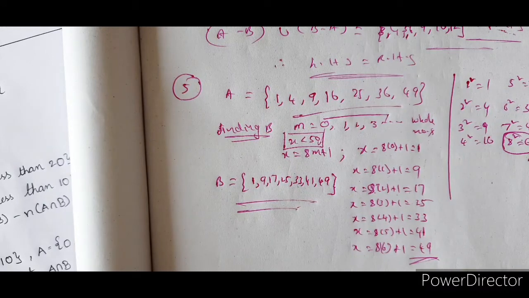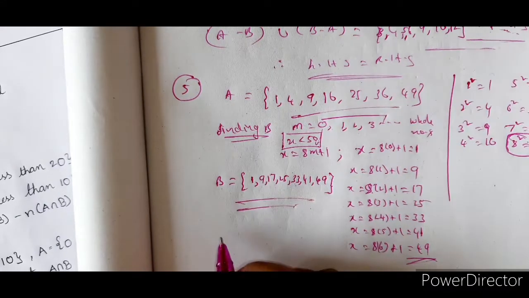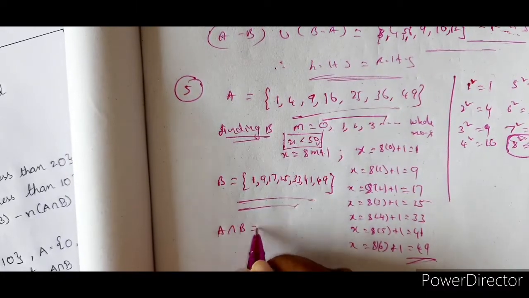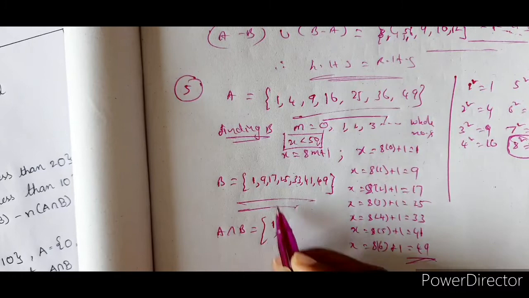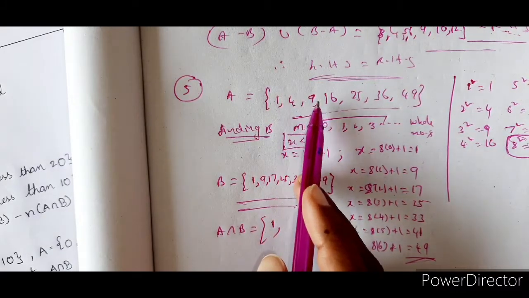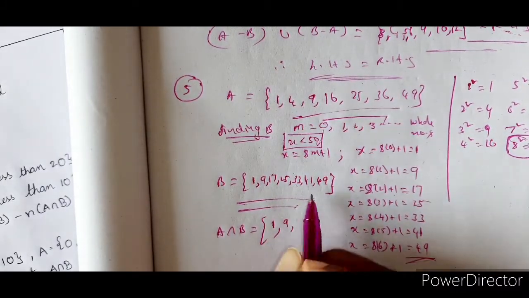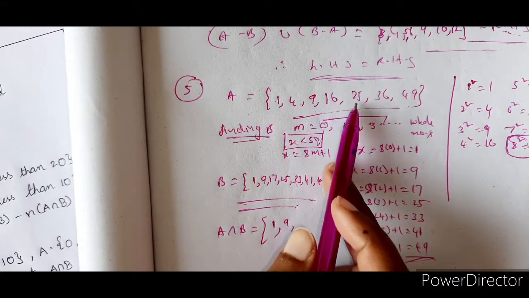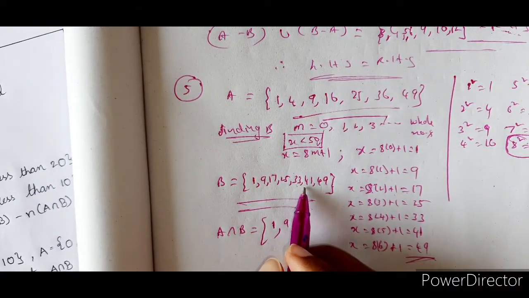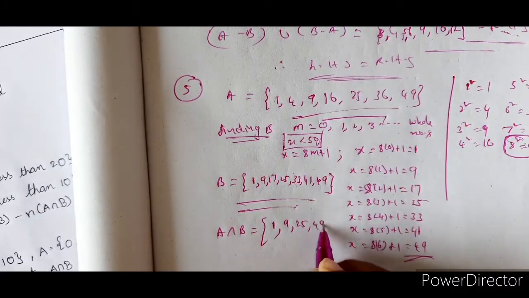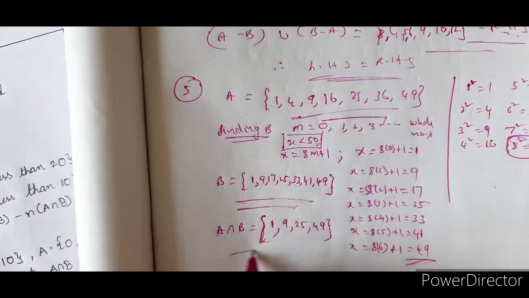Now find A intersection B and display it with Venn diagram. Now find A intersection B. What are common elements? 1 is common, 4 is not common, 9 is common, 16 is not common in both, 25 is common, 33 is not there, 49 is common. So this is A intersection B.